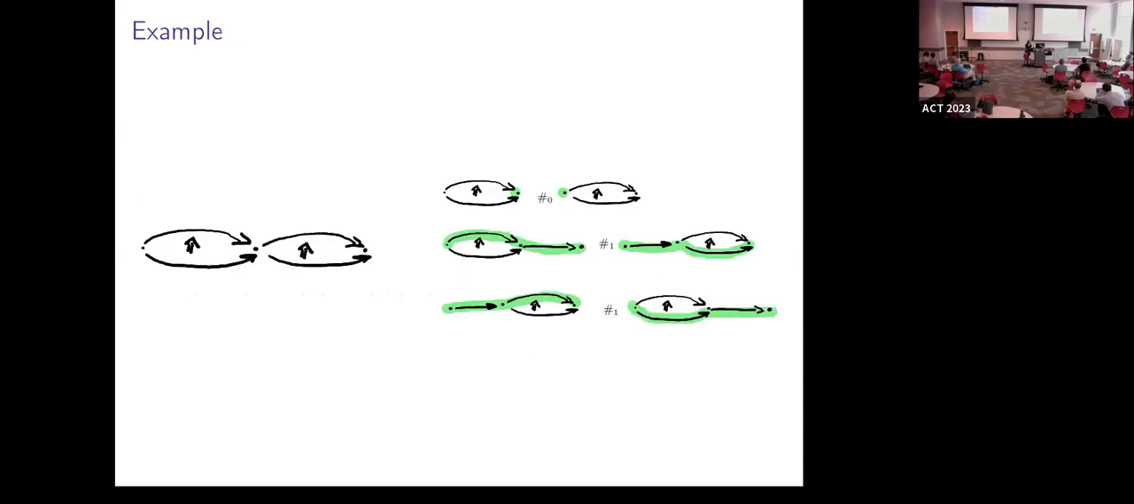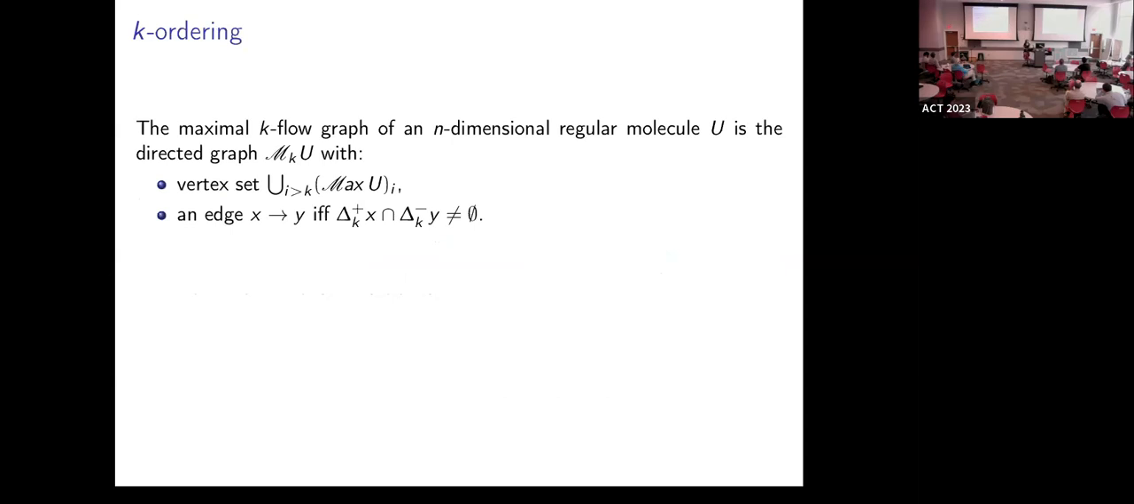Okay, now how about the graph that I was talking about? So we define the maximal k-flow graph of an n-dimensional regular molecule U as follows. The vertex set is the set of maximal elements of U whose dimension is greater than k. And then we get an edge from x to y if and only if the intersection of the top dimensional elements of the output k boundary of x and the top dimensional elements of the input k boundary of y is not empty. And finally, we say that the k ordering of U is a topological sort of this graph.